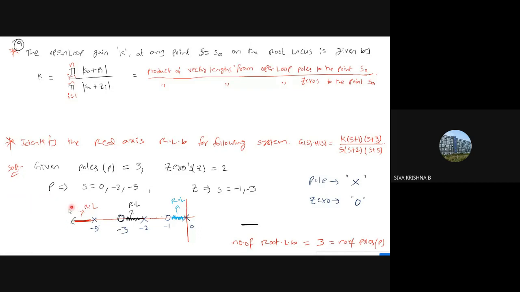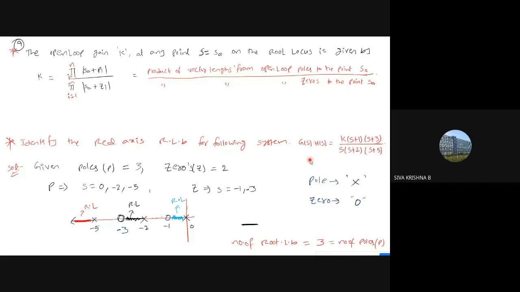Okay, see the last class. As I told you, the last class question is: identify the real axis root locus branch for the following given system. Always we have to choose that.